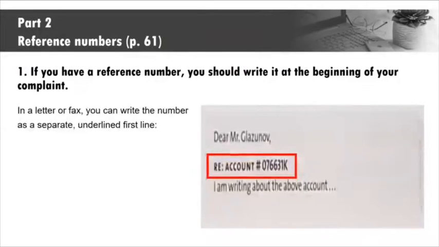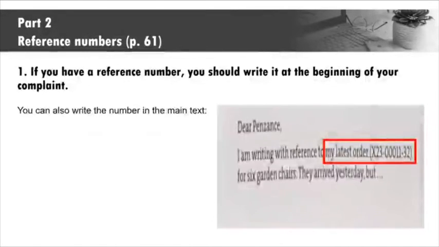When you are writing a letter or fax, you can write the number as a separate, underlined first line. As you can see in the picture in the red box, after writing salutation, dear someone, you can write it like that. Or you can also write the number in the main text. After the salutation, I am writing with reference to my last order and the number. So there are two options when you write a letter or a fax.